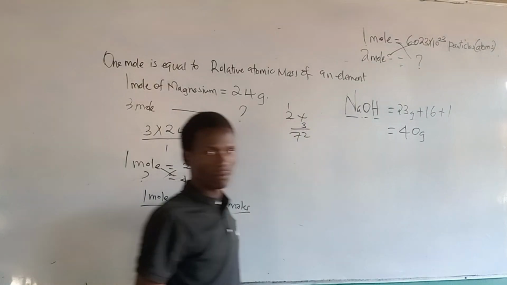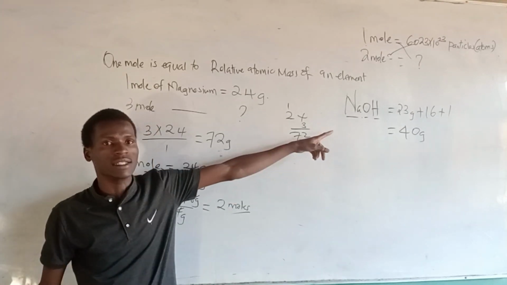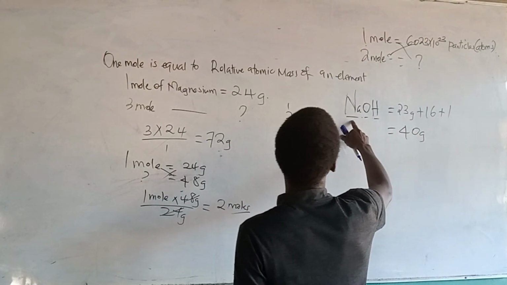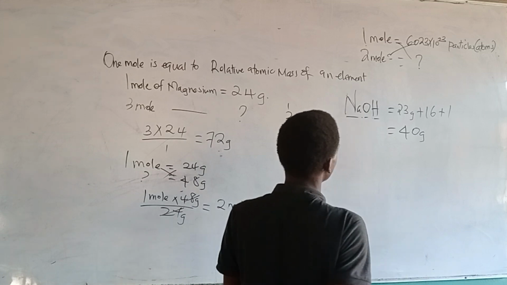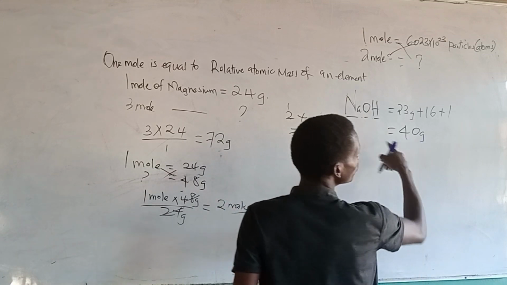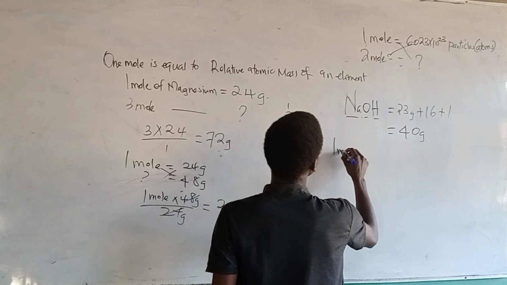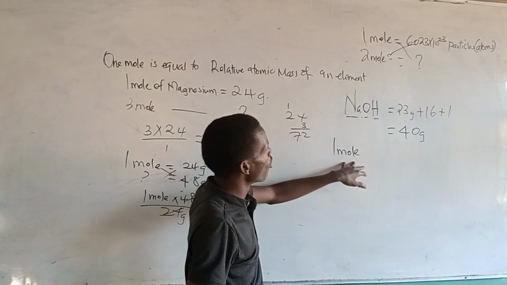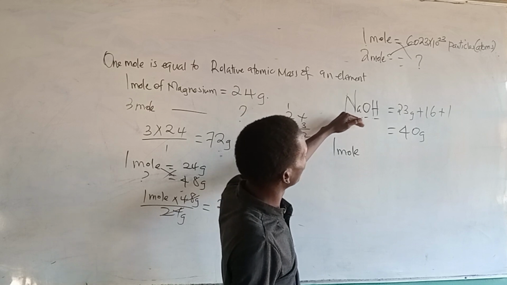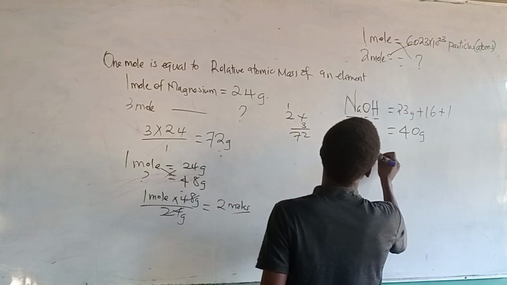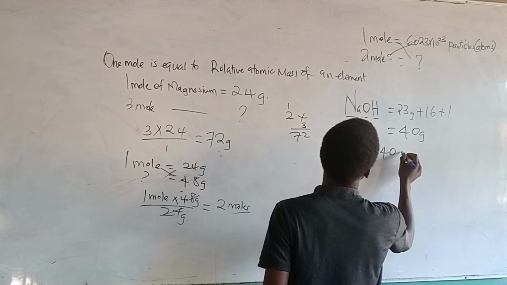Now, I want you to look at this. 40 grams is the relative mass of sodium hydroxide, and we always equate this to 1 mole. This is something that you need to know: for every compound or element, the relative mass is equivalent to 1 mole. Now this one is 40 grams.